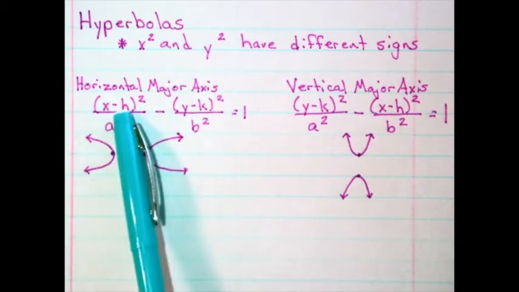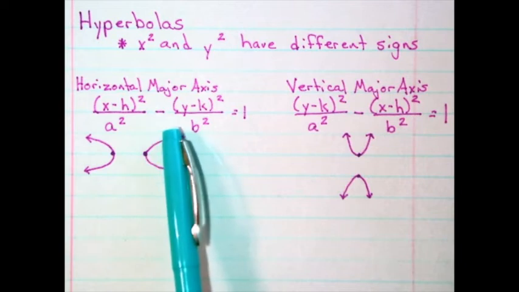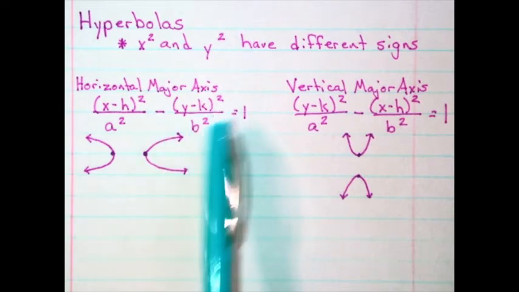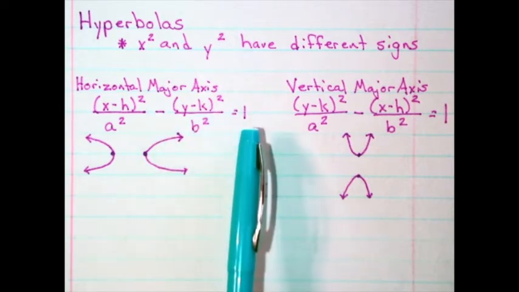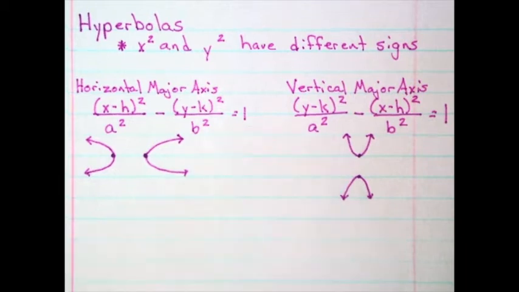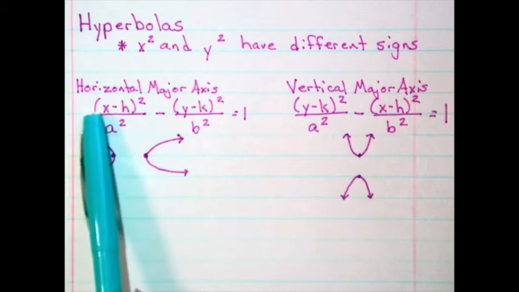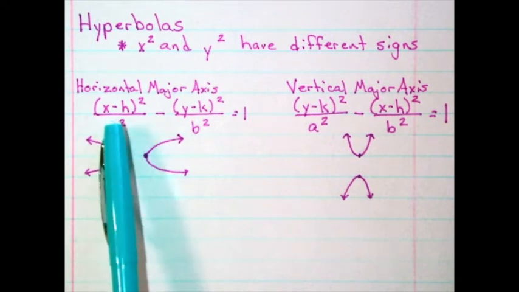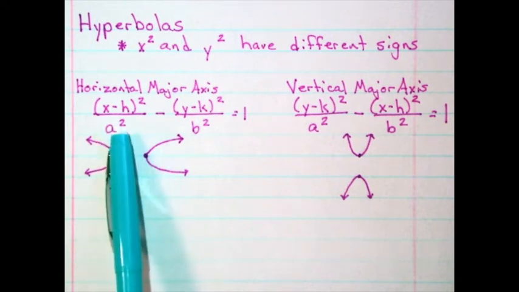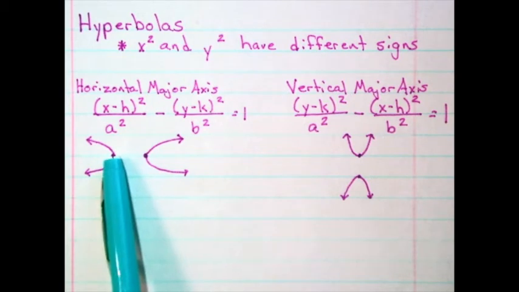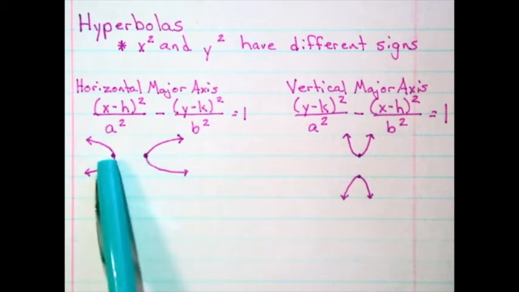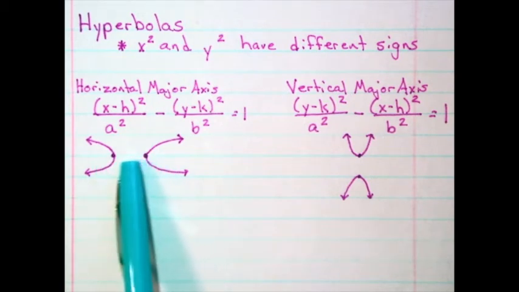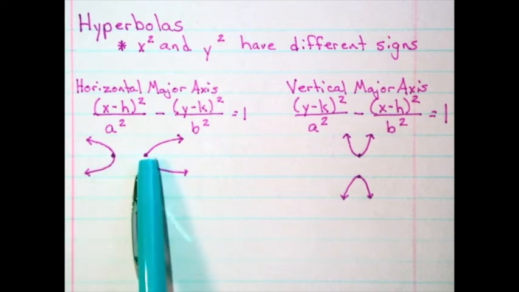So x minus h squared over a squared minus y minus k squared over b squared equals 1. Whichever one is positive, so in this case the x squared term comes first and it has the plus sign out front, that's going to be the major axis. So this is going to have a horizontal major axis. That means that the vertices of the two pieces of my hyperbola are going to be across from each other, side by side, horizontal.